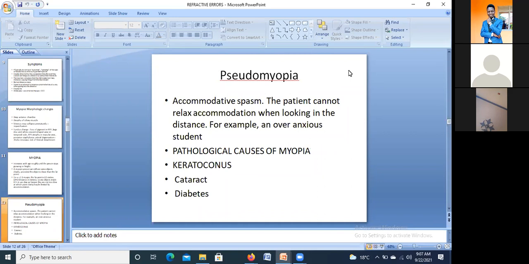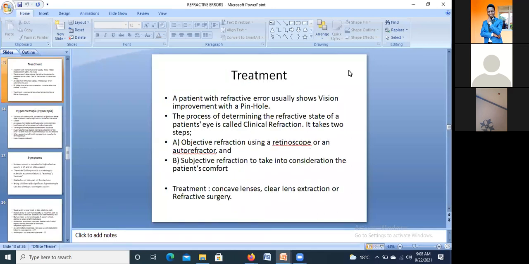Also, patients with diabetes mellitus have a high concentration of glucose in the blood, and that leads to a high concentration of glucose in the cornea and in the lens, which increases their refractive indices, and so they become very highly myopic. So those are pathological causes of myopia within the eye.